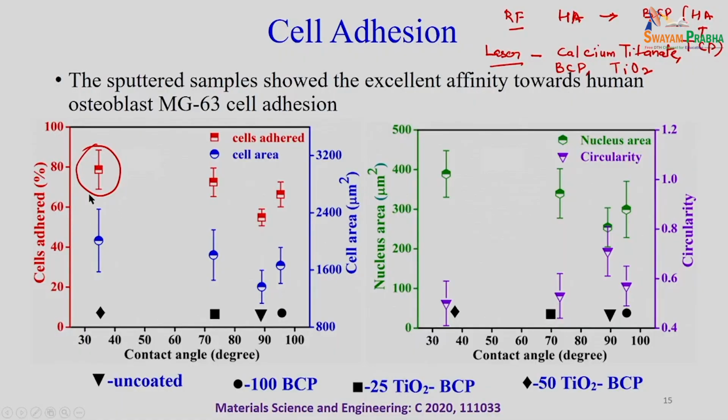Further, if you want to improve its hydrophilicity, along with hydroxyapatite we can add the titanium oxide for the deposition, and we observed the highest amount of cells adhered on the 50% BCP and 50% titania coated surfaces. So, this lecture included one example of physical coating, particularly these two: RF sputtering and laser cladding.